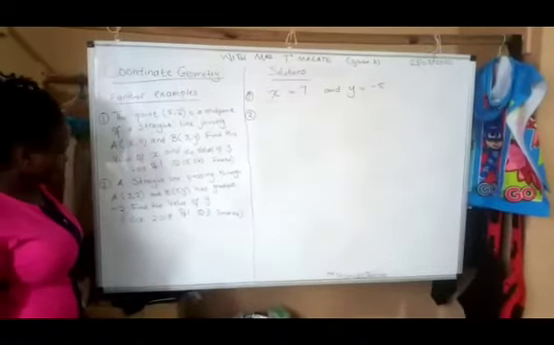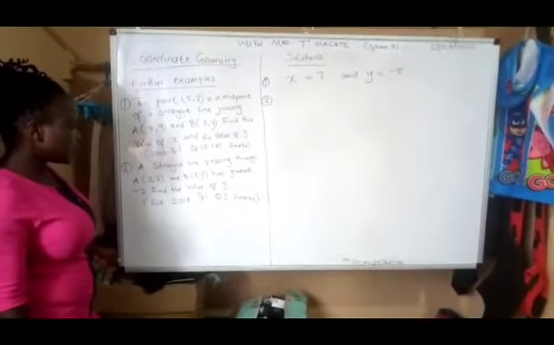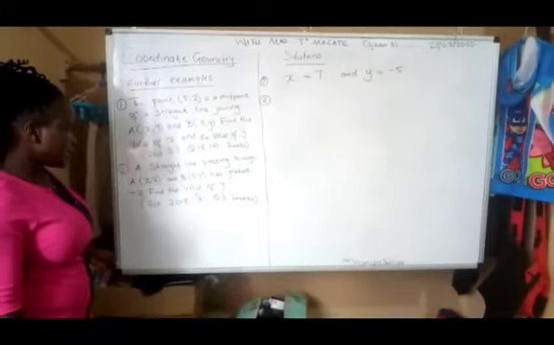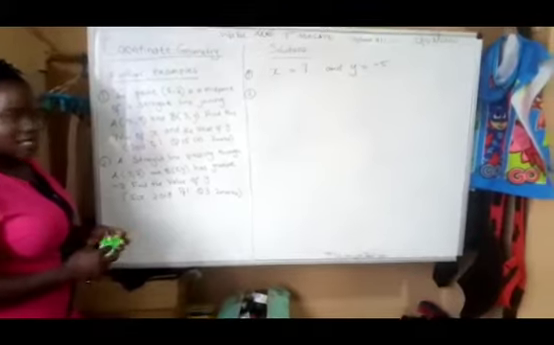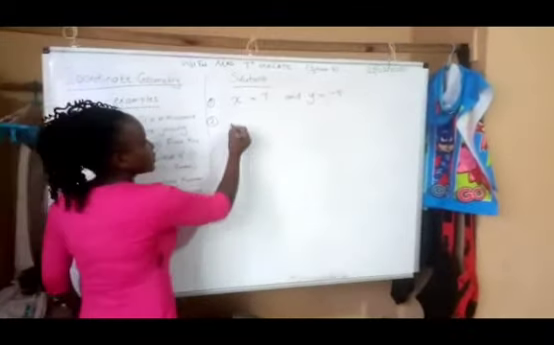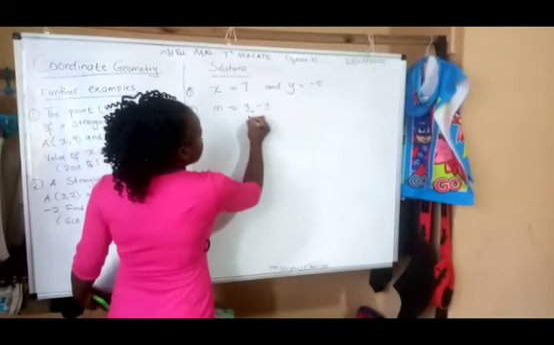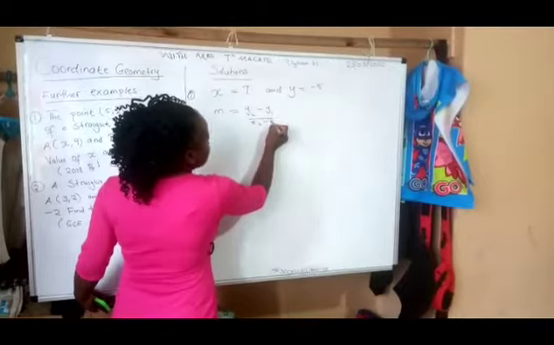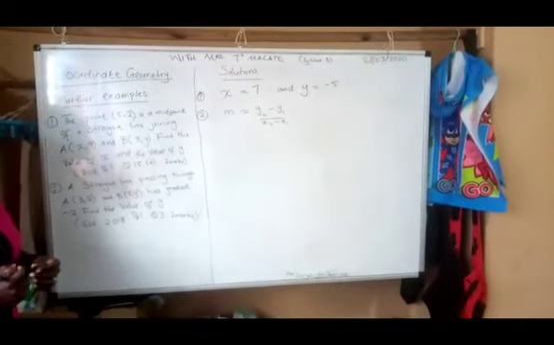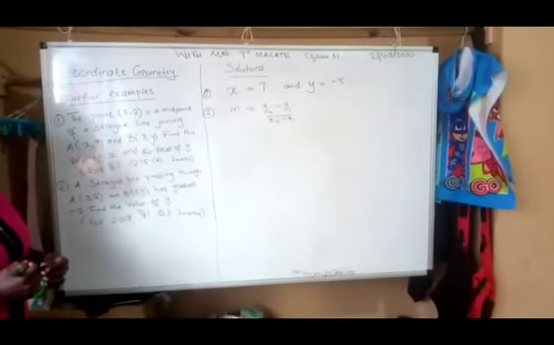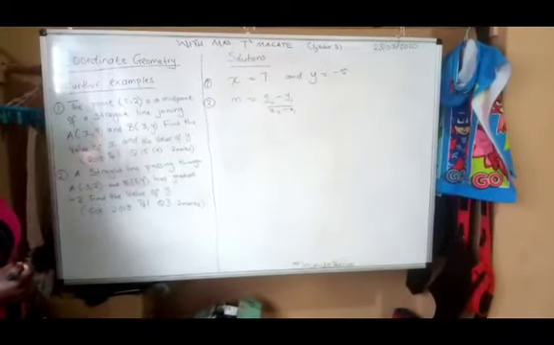Question 2 says a straight line passing through A (3,2) and B (5, y) has a gradient negative 2. Find the value of y. So we find gradient with the formula m equals y2 minus y1 over x2 minus x1. Again, the ones and the twos come from the coordinates given, which is the coordinate of A and the coordinate of B.